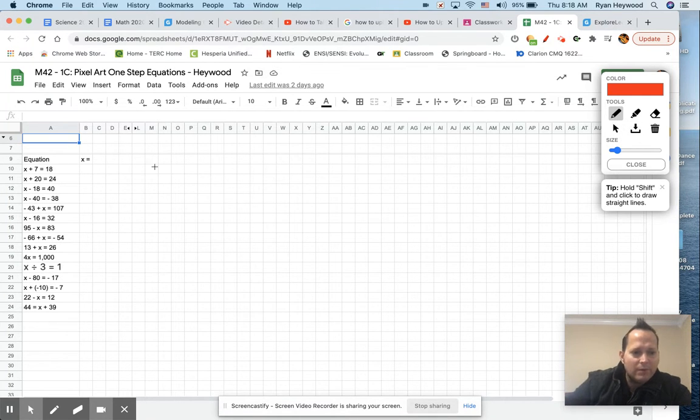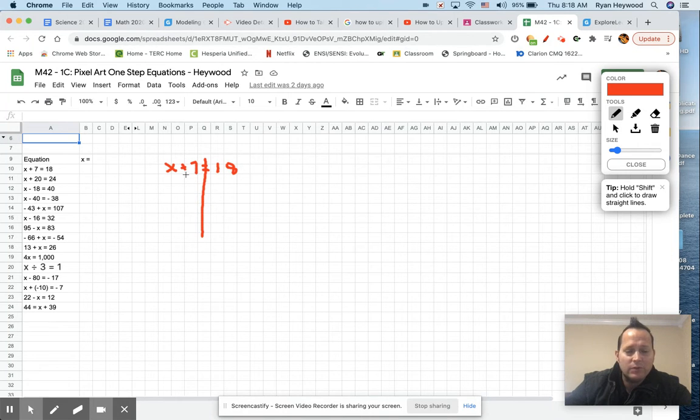So on your other paper, you're going to start by writing these down. We have x plus 7 equals 18. All right, draw the line. So we have the left side and the right side. We need to make sure and undo what we have going on here with x. So undo what's going on with this side with x.